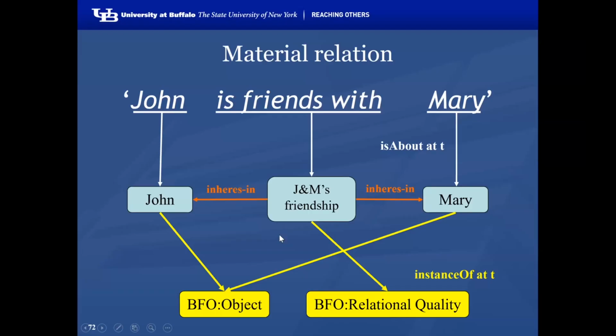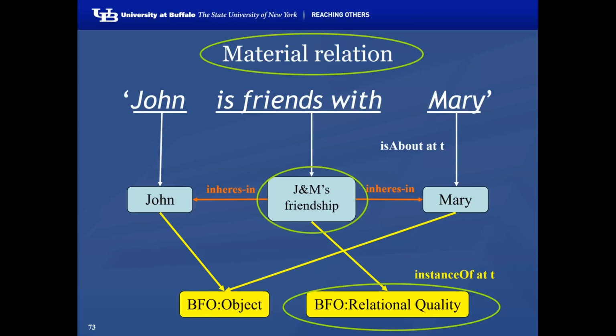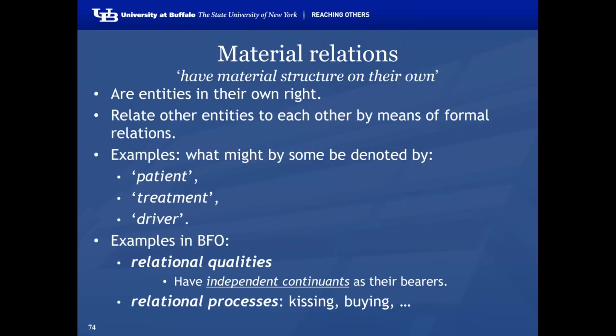Now, John and Mary's friendship inheres in John and inheres in Mary. Inheres is the relationship that we use between qualities and objects. Those are material relations. So they have structure on their own, are entities in their own right, and relate other entities to each other by means of formal relations. Some examples are, for instance, patient, treatment, driver. Examples in BFO are relational qualities.